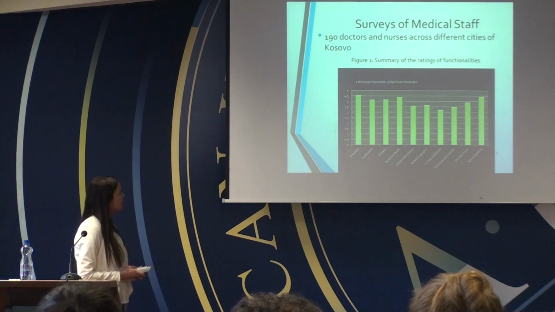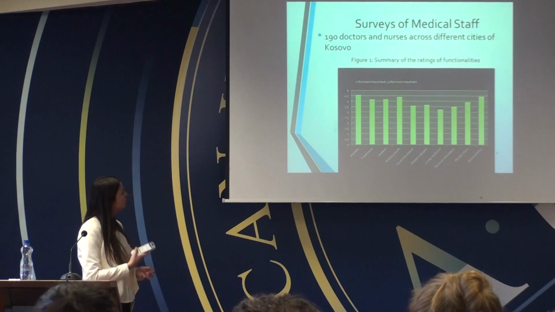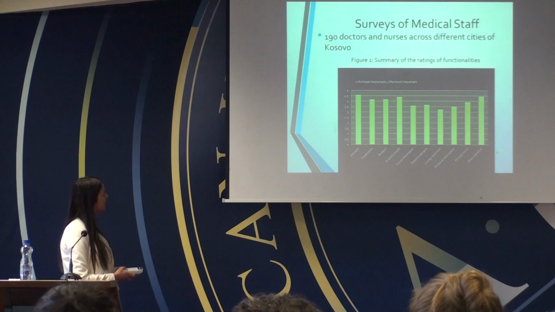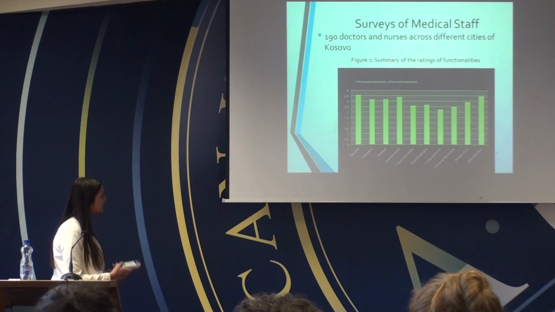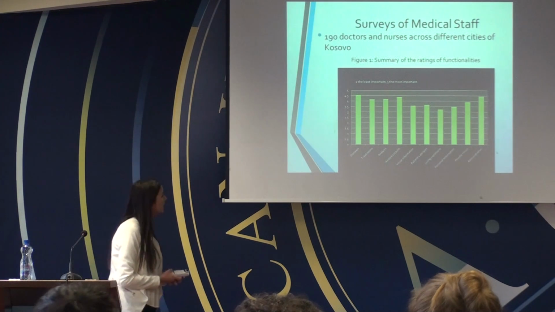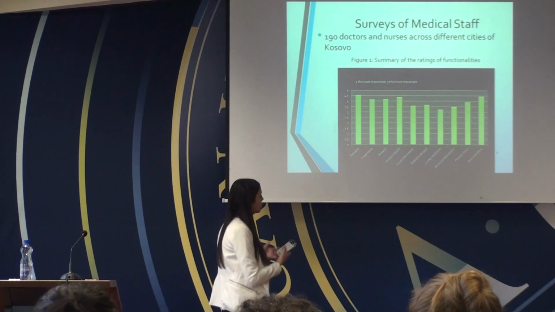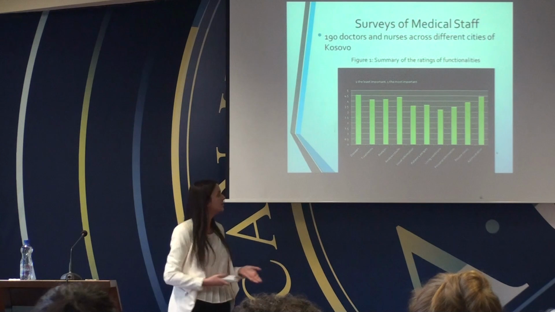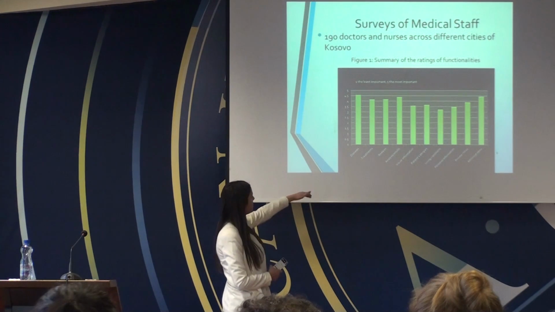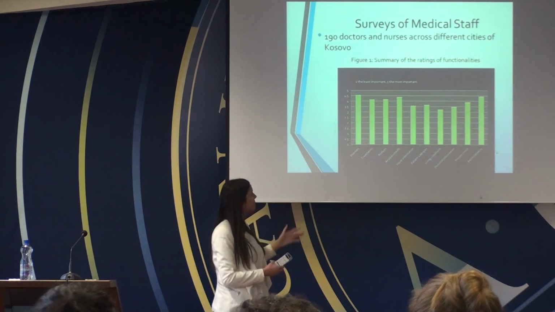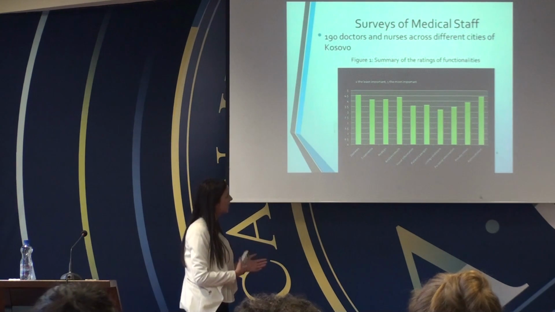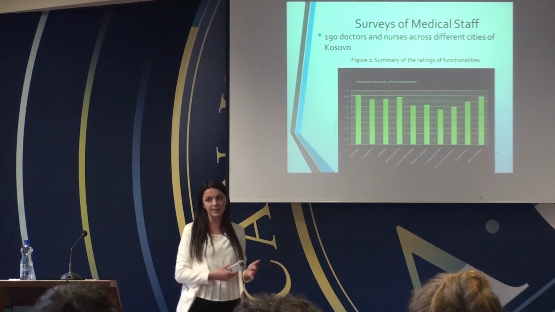For the surveys of medical staff, 190 doctors and nurses were surveyed, and these findings suggested that generally there is a tendency to rate all functions as important. The rating of the functions was from 1, which was the least important, to 5, the most important. Most of the functionalities got very high ratings.